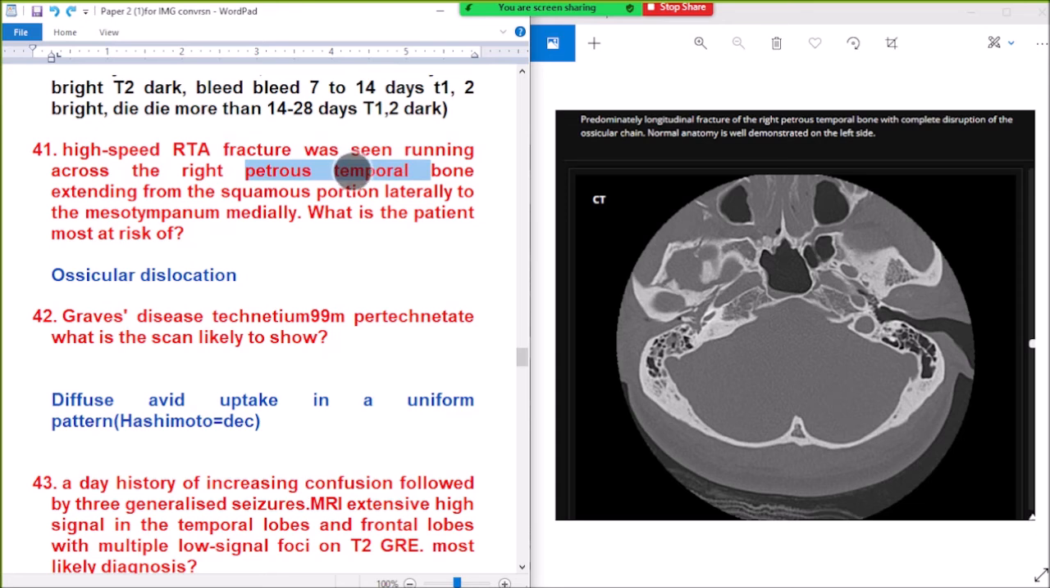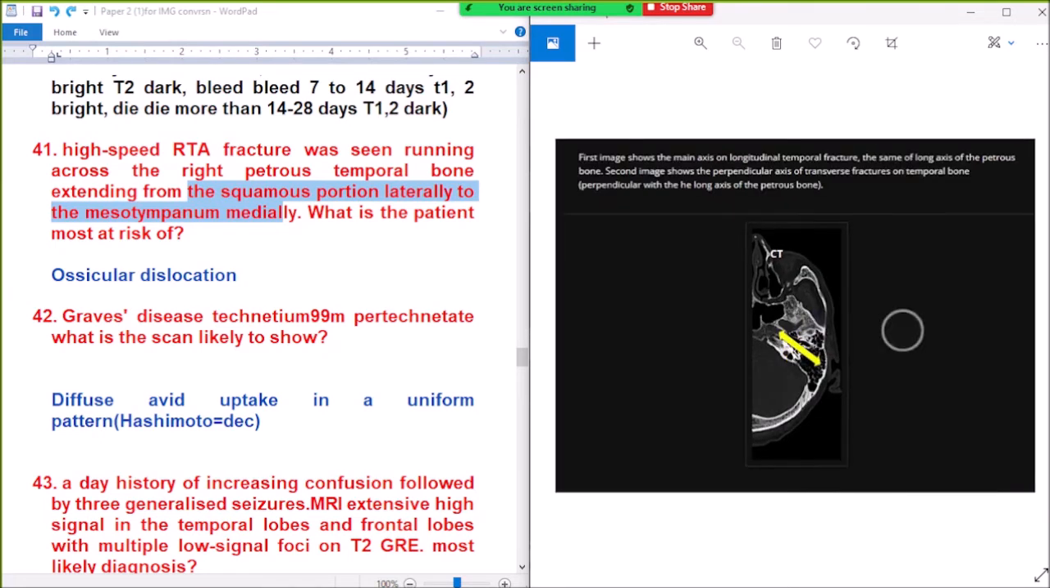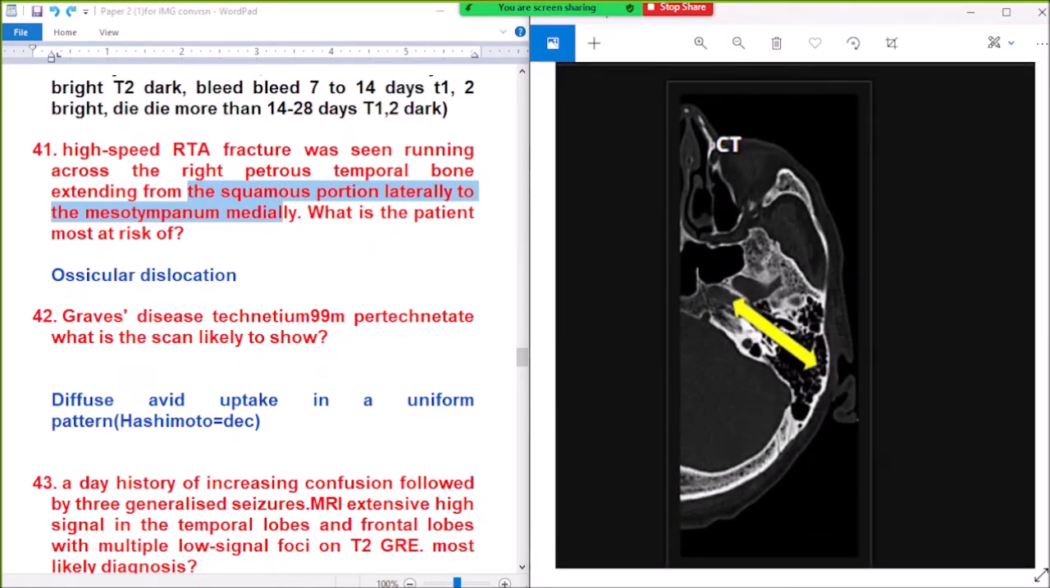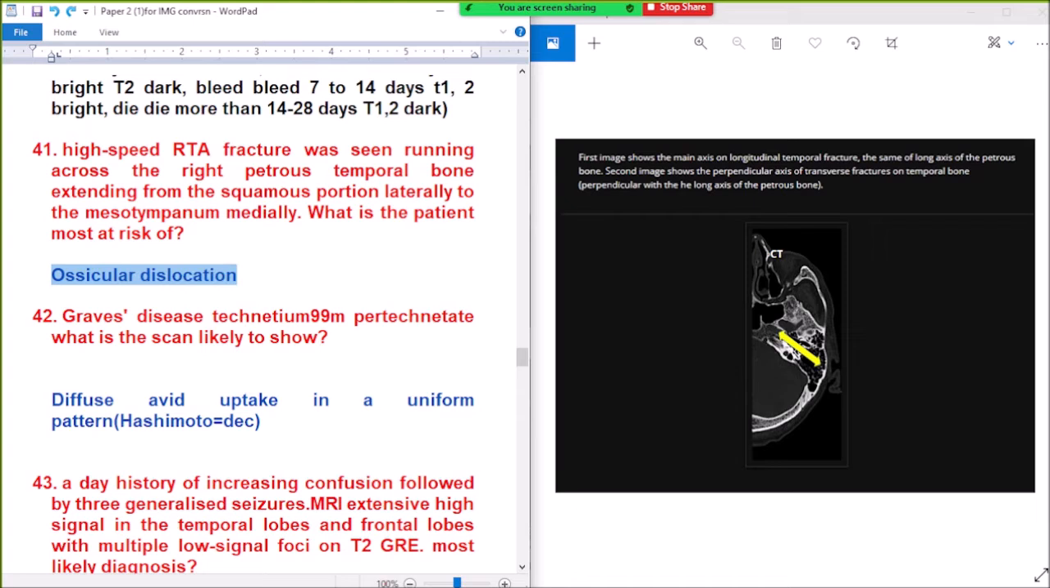A fracture was running across the right petrous temporal bone, extending from the squamous portion lateral to the mesotympanium medially. So here, the mesotympanium medially and the squamous portion of the temporal bone laterally. So the diagnosis is longitudinal temporal fracture, and there is risk of ossicular dislocation.